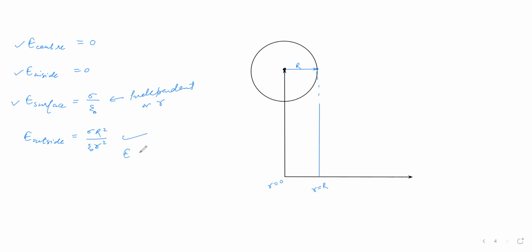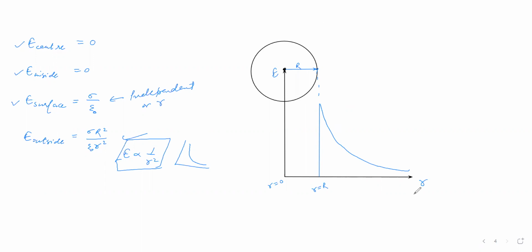For the last case, E outside can be written as E is inversely proportional to small r square. If it is inversely proportional to small r square, then we know what the graph for this equation will be. This graph will be a hyperbola. So if you draw it, you can draw it like this. This graph is like a hyperbola. Are you clear? Yes, sir. This is your r, this is your E.